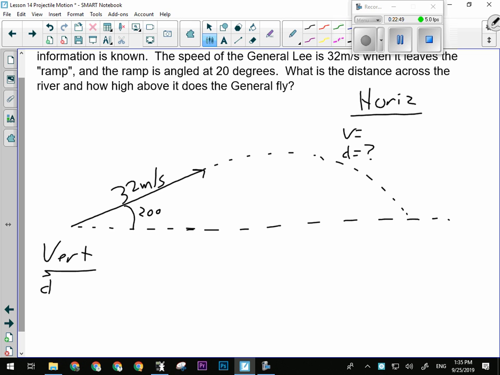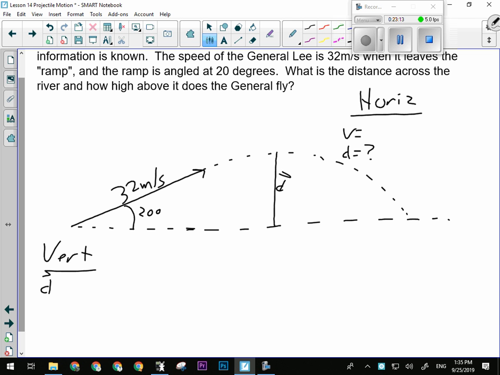Because over the whole trip, what's the vertical displacement? Zero. Yeah. It jumps off the ramp, comes back down to the ground. Overall vertical displacement is zero over the whole trip. What we're looking for is what's the vertical displacement right here? The maximum height of the General Lee. That's the second thing we're looking for.